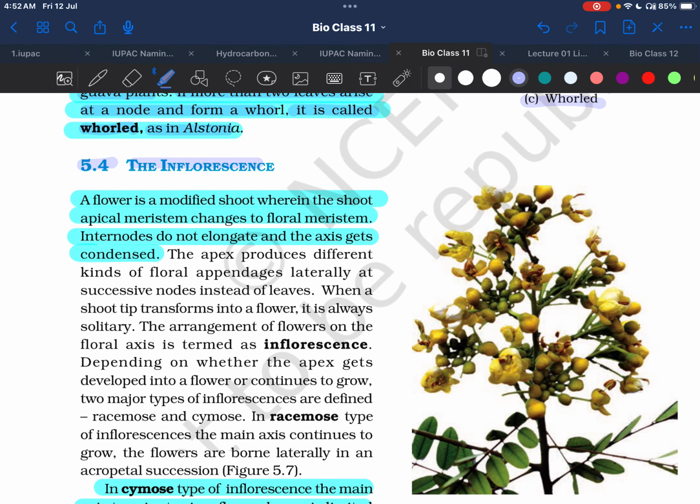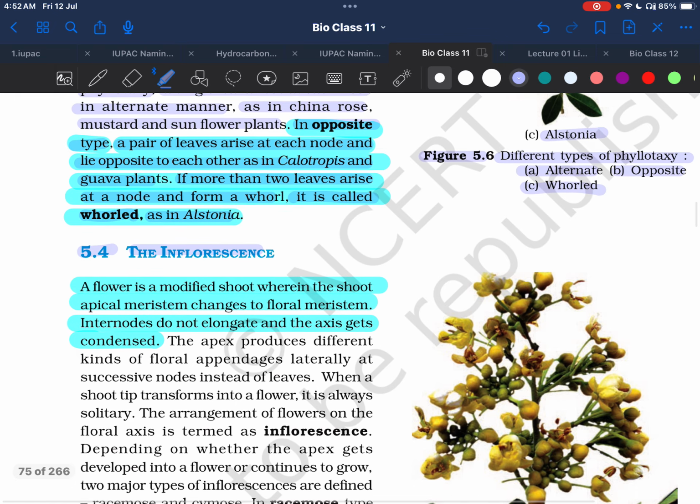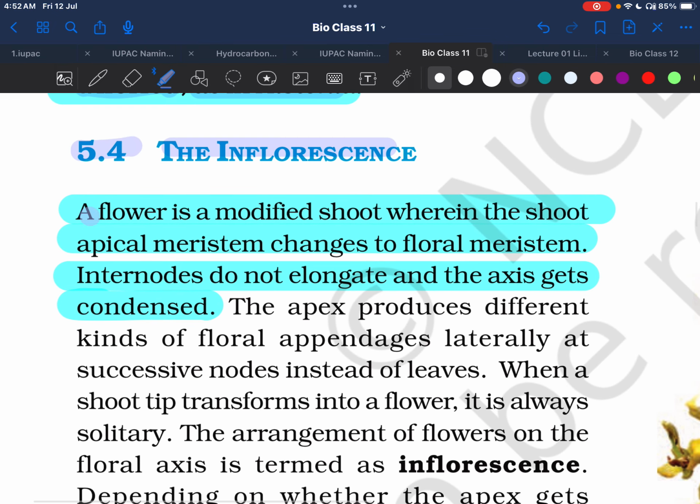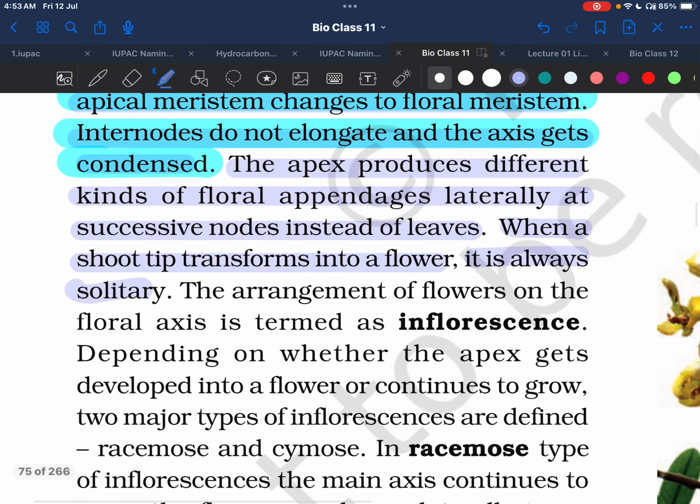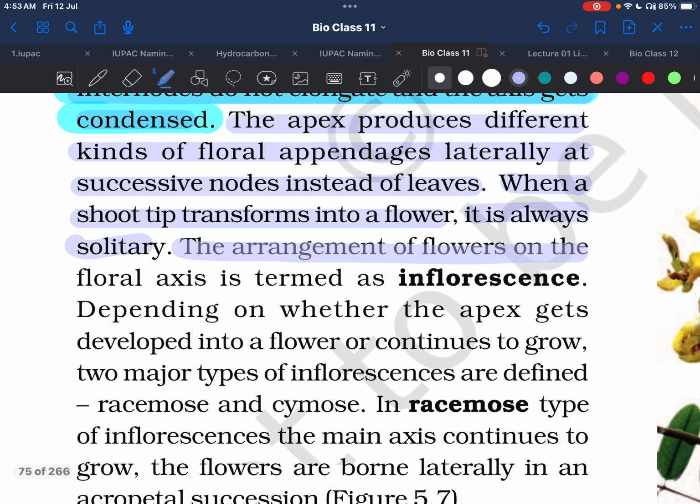5.4 The inflorescence. A flower is a modified shoot wherein the shoot apical meristem changes to floral meristem. Internodes do not elongate, and the axis gets condensed. The apex produces different kinds of floral appendages laterally at successive nodes instead of leaves. When a shoot tip transforms into a flower, it is always solitary. The arrangement of flowers on the floral axis is termed as inflorescence, depending on whether the apex gets developed into a flower or continues to grow.